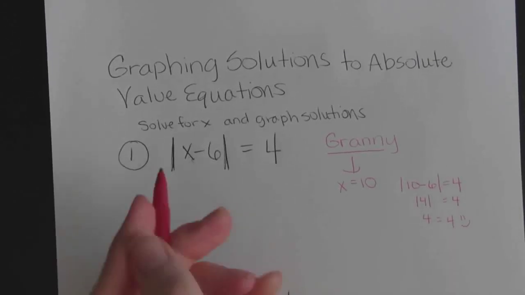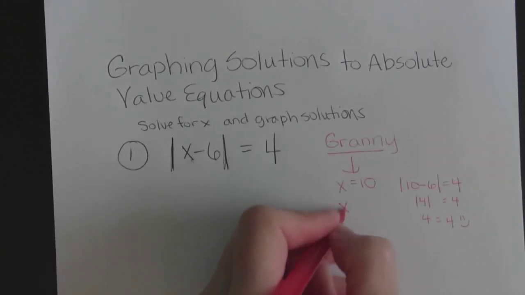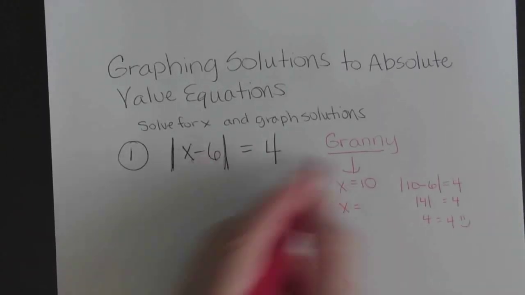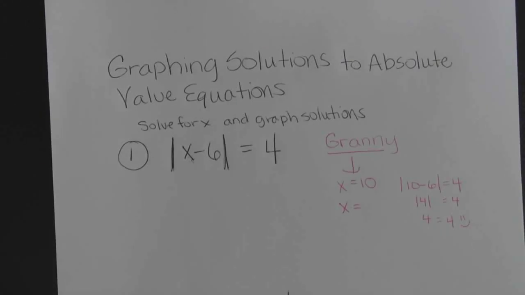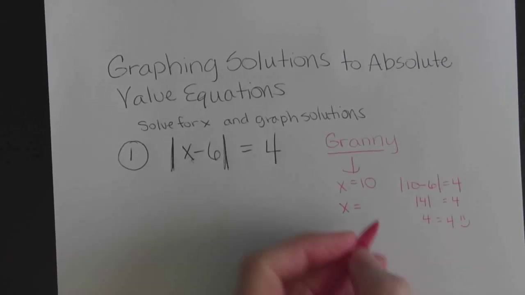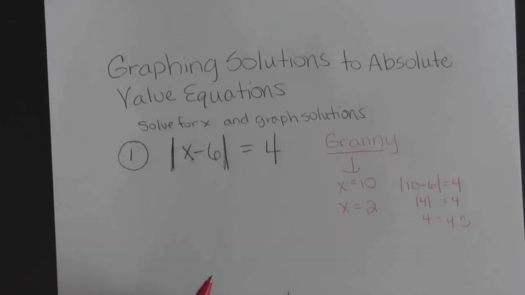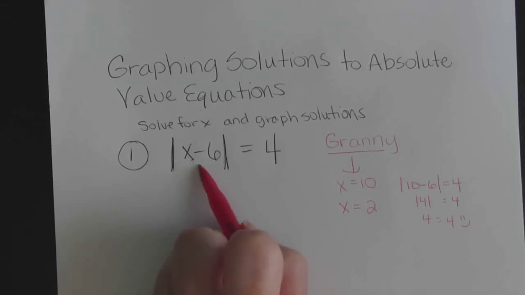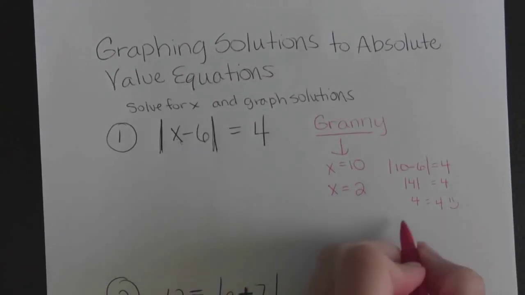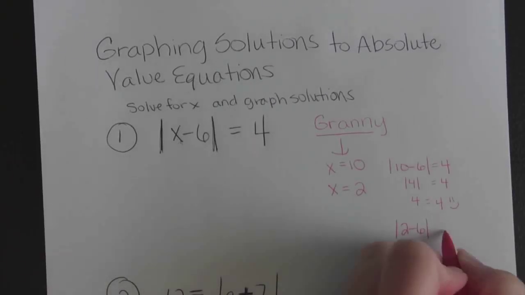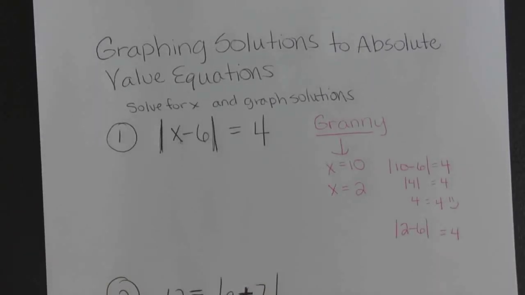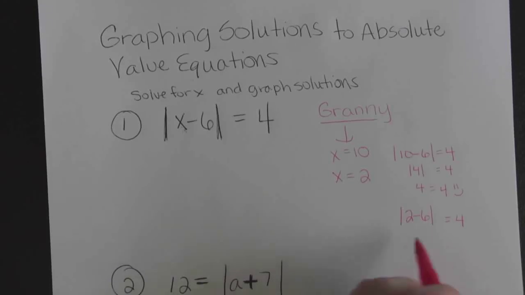Can you think of the other one? There's another number that the x could be besides 10 that will also make this a true statement. Can you think of it? I hope you're thinking maybe 2. Because if I put 2 there, watch what happens. I would have the absolute value of 2 minus 6, close it, equals 4.